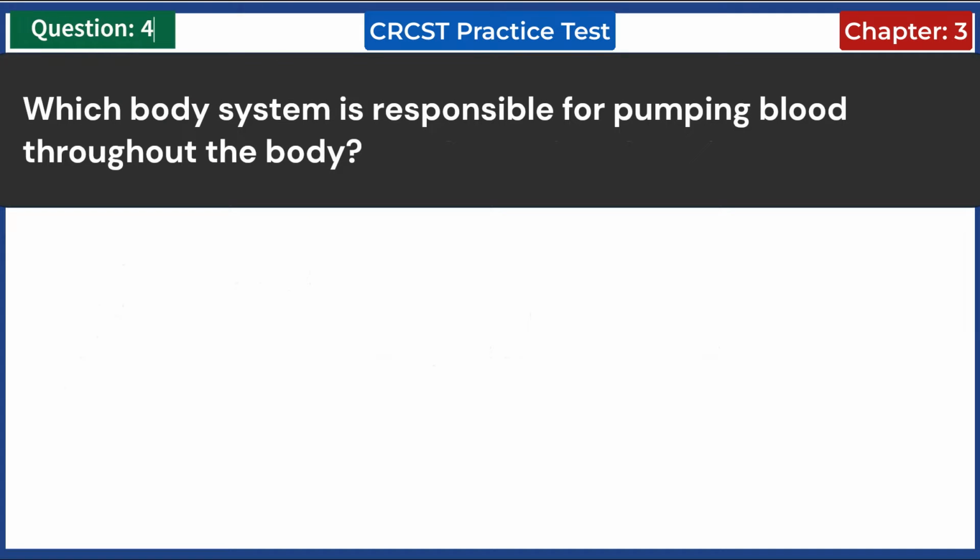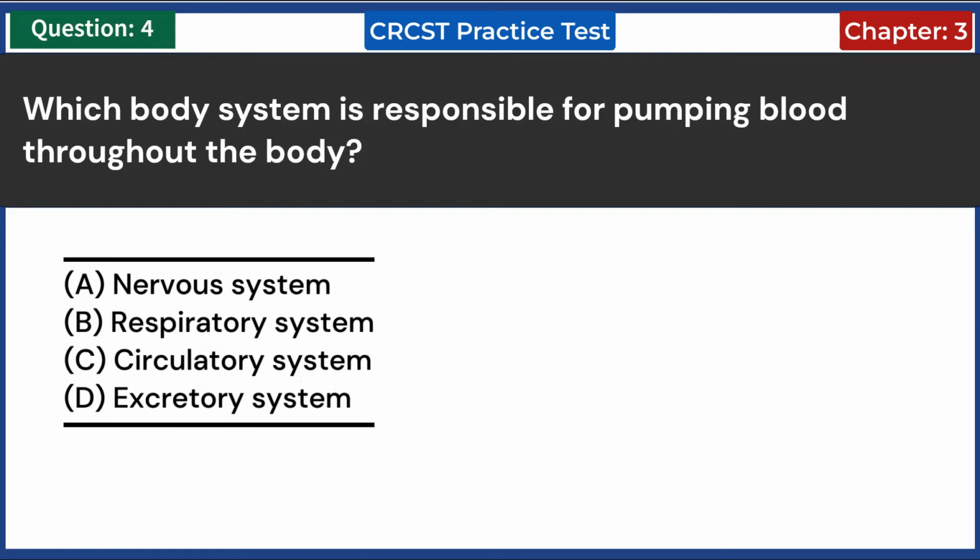Which body system is responsible for pumping blood throughout the body? A. Nervous system. B. Respiratory system. C. Circulatory system. D. Excretory system. Answer: C. Circulatory system.